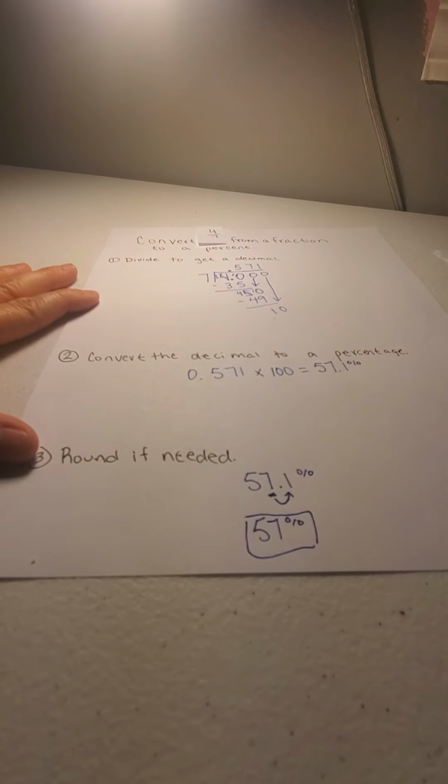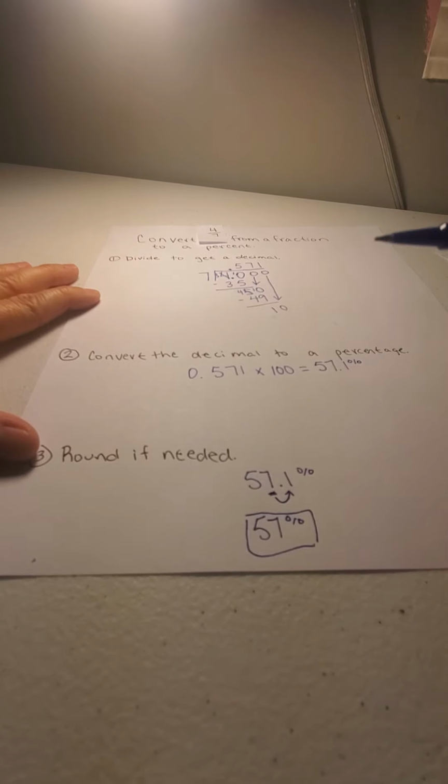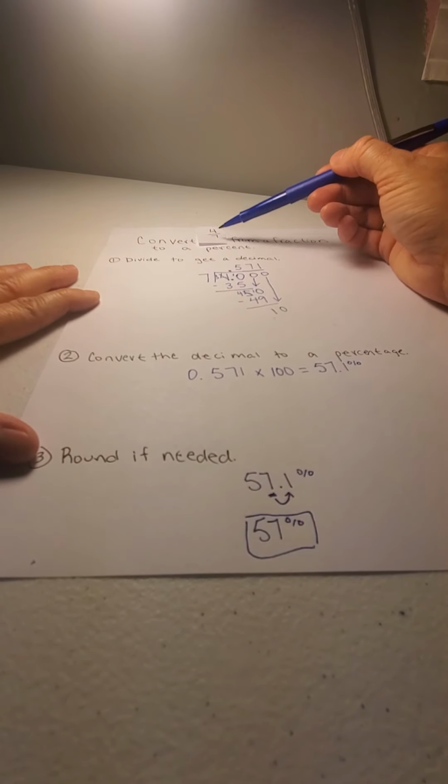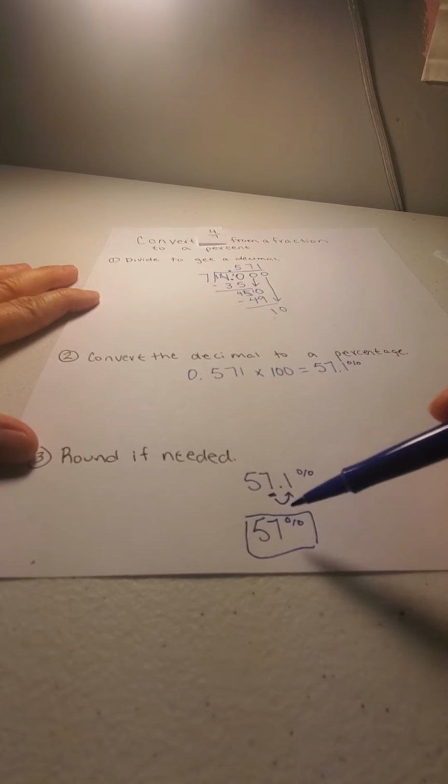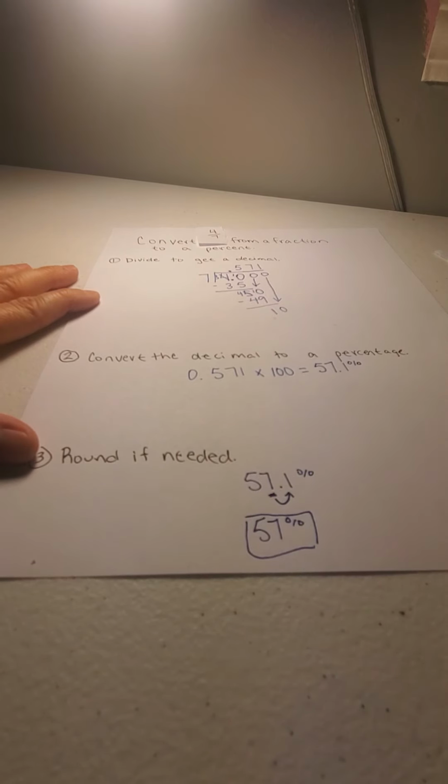And that's our answer. And then it's never a bad idea to look back at the original fraction. So we have 4/7, and that's a little bit more than half of 7. 57% is a little bit more than half, than 50%. So we know that this is a reasonable answer.